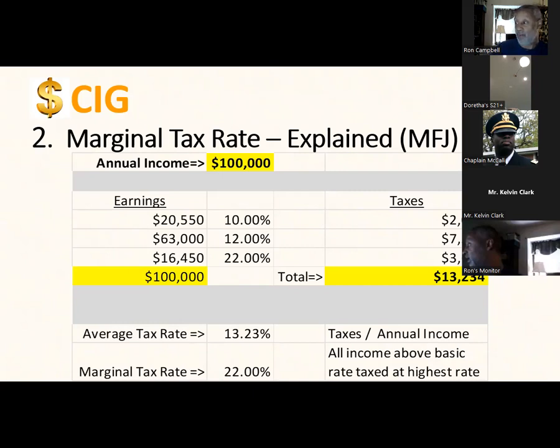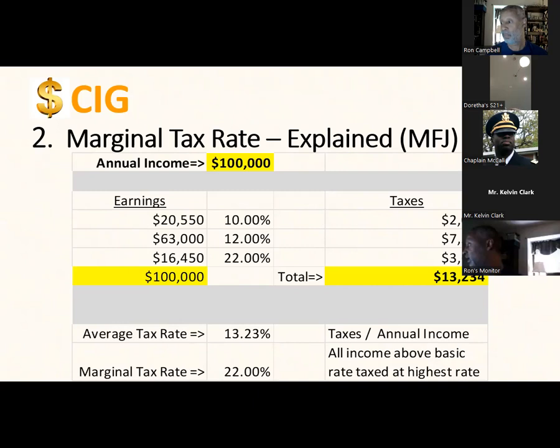That's why when you divide the 13,234 by 100,000, you get your average rate, or your effective tax rate, of 13.23%. But it's important to understand your marginal rate, because all additional income, say you worked at McDonald's to add to your $100,000, is going to be taxed at that 22% rate.